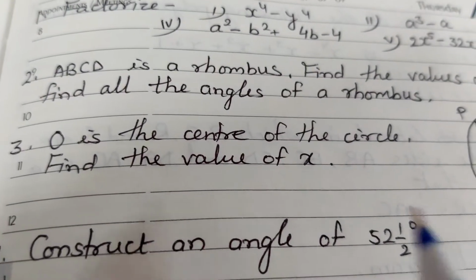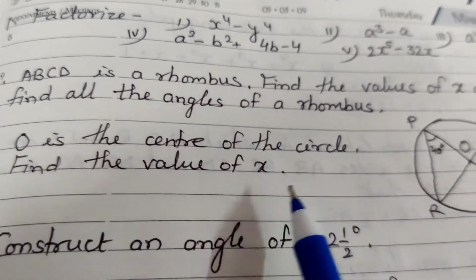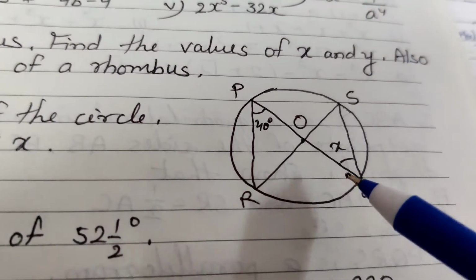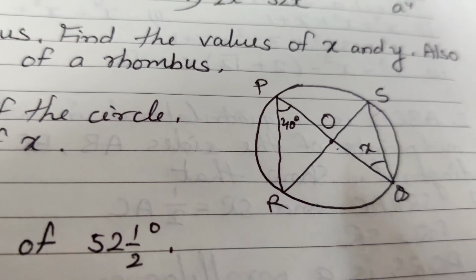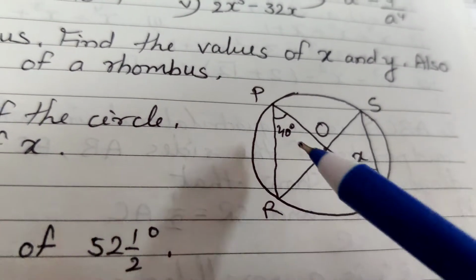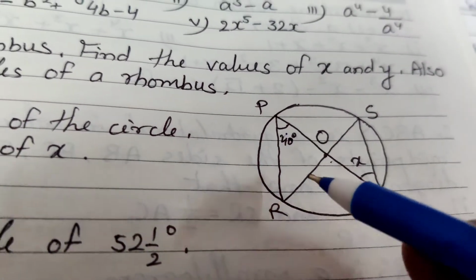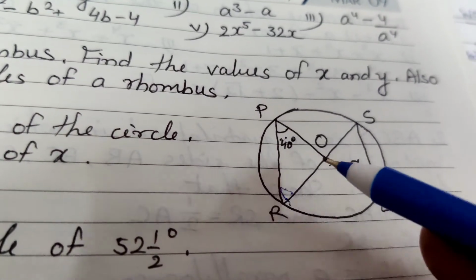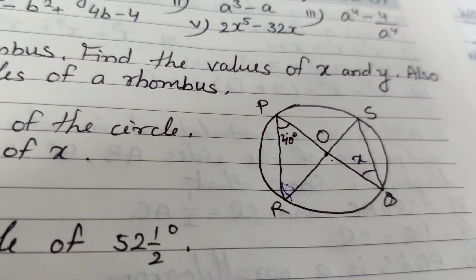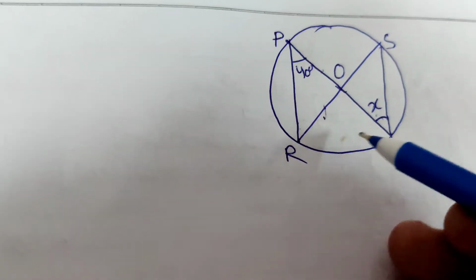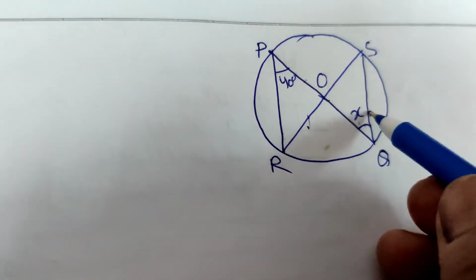The question number 3, O is the center of the circle, find the value of x. This is the figure. O is the center of the circle, find the value of x. This angle equal to 40 degree. So this will also equal to 40 and find this angle. This is the figure. Okay. So find the value of x.